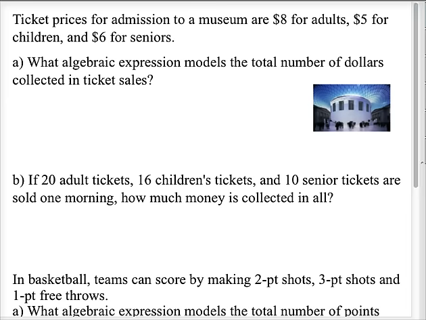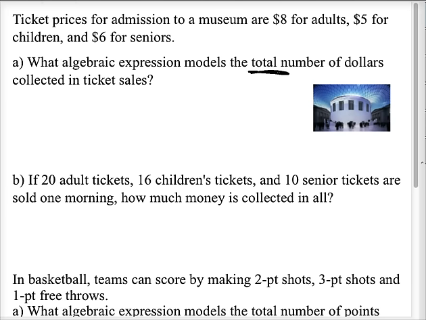All right, so next page, we're going to work on not only making our own expressions, but then evaluating our expressions. So ticket prices for admission to a museum is $8 for adults, $5 for children, $6 for seniors. What algebraic expression models the total number of dollars? There's that word total. Total tells me I'm going to add up the money for adults, the money for children, the money for seniors. So I'm going to have a lot of adding happening here.